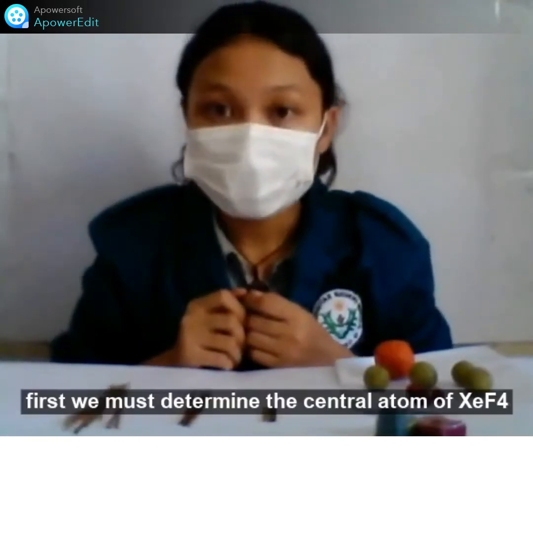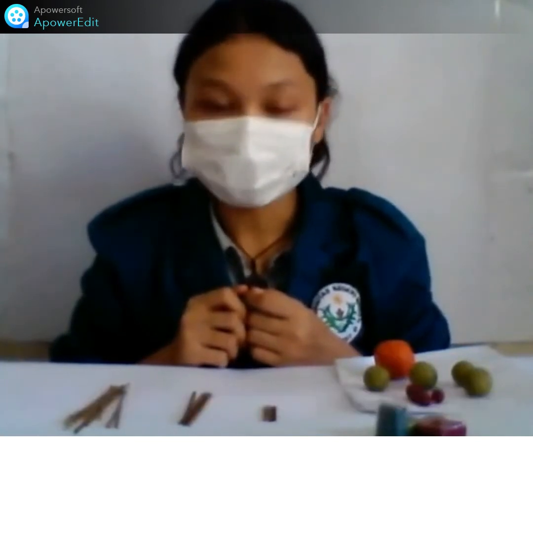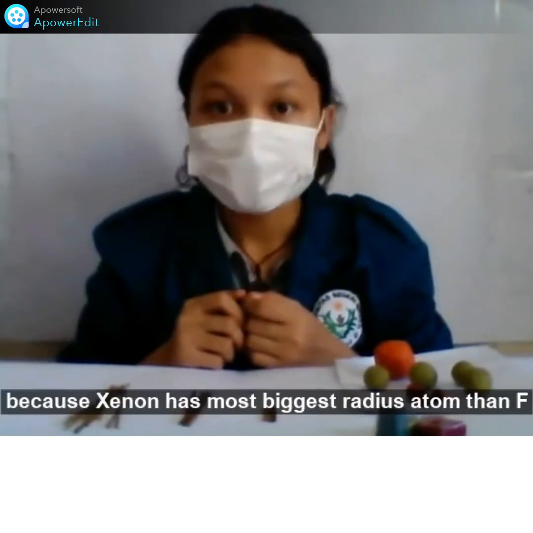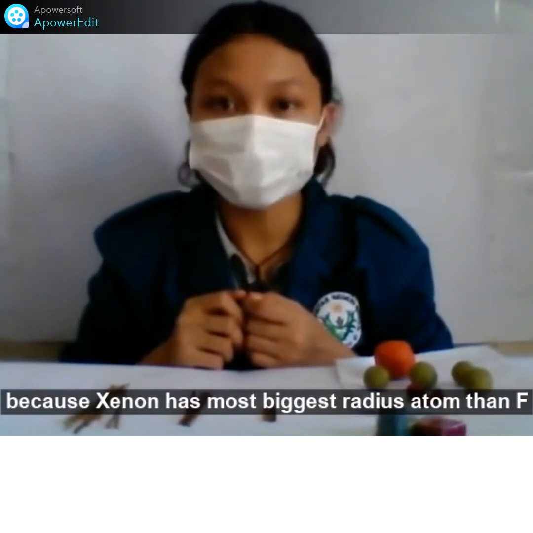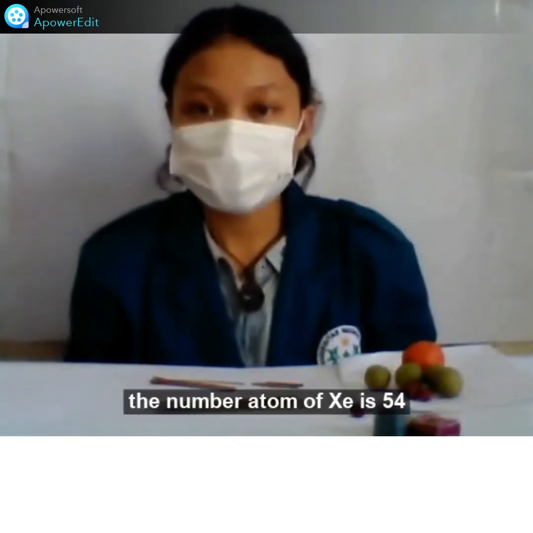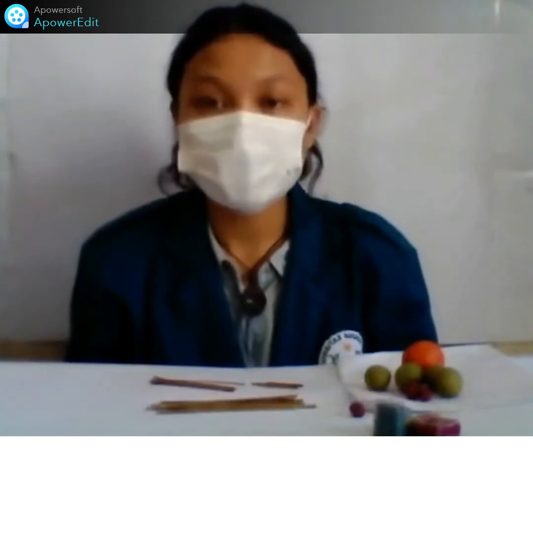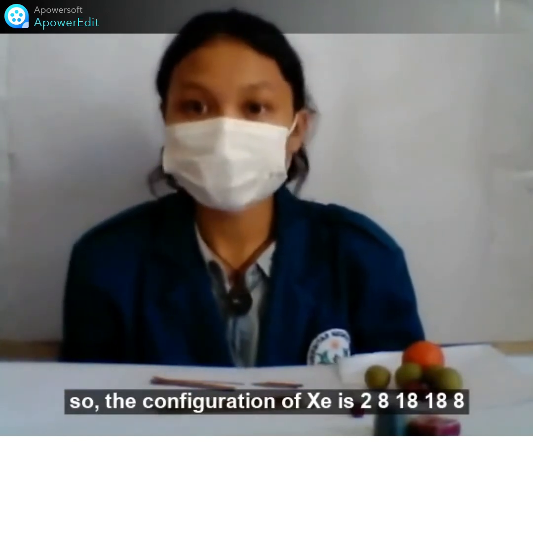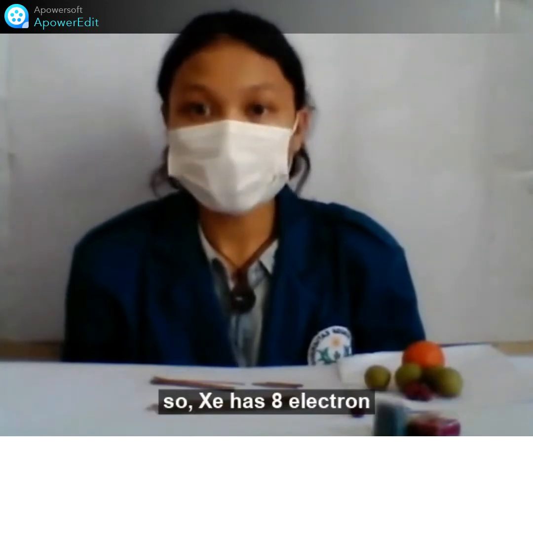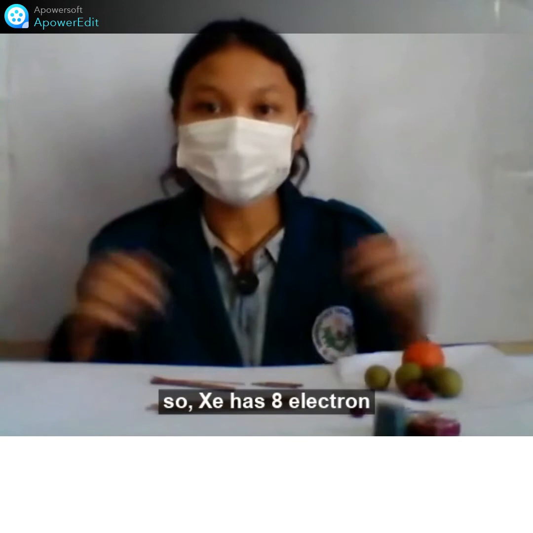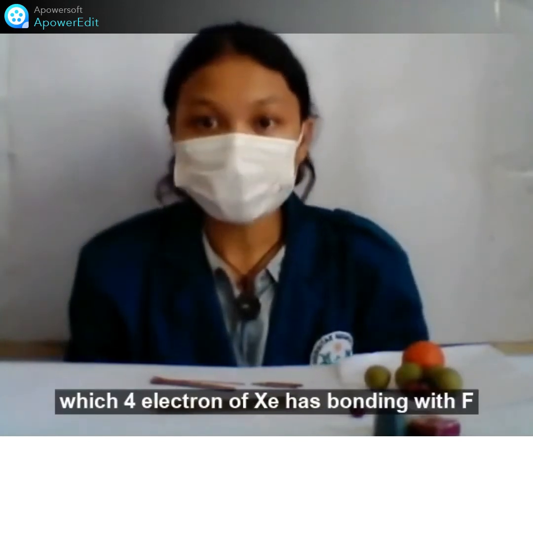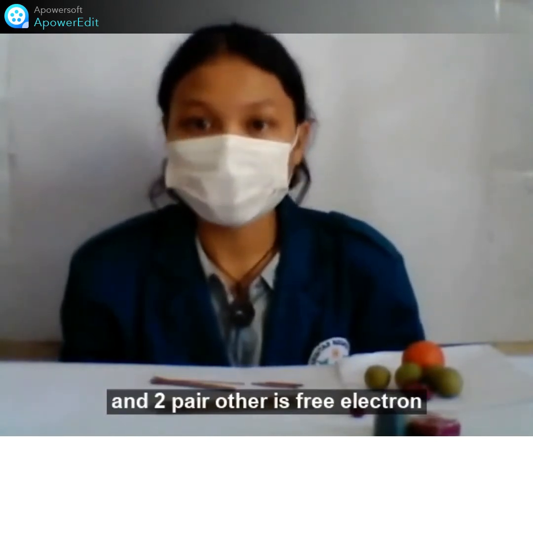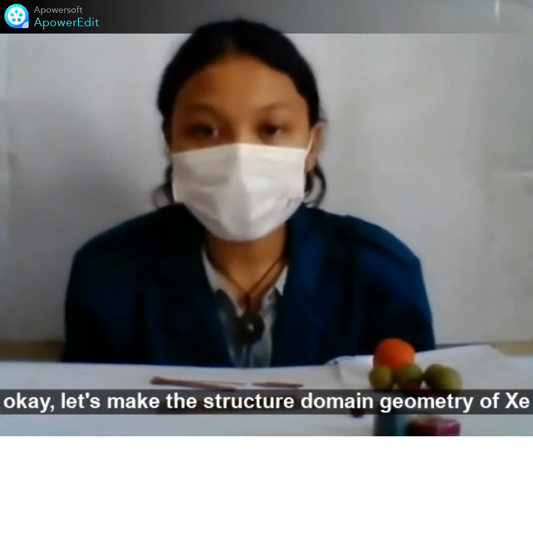First, we must determine the central atom of xenon tetrafluoride. The central atom is xenon, because xenon has the biggest atomic radius compared to fluorine. The atomic number of xenon is 54, so the configuration of xenon is 2, 8, 18, 18, 8. Xenon has 8 electrons, of which 4 electrons are bonded with fluorine, and 2 pairs are free electrons. Okay, let's make the domain geometry structure of xenon.